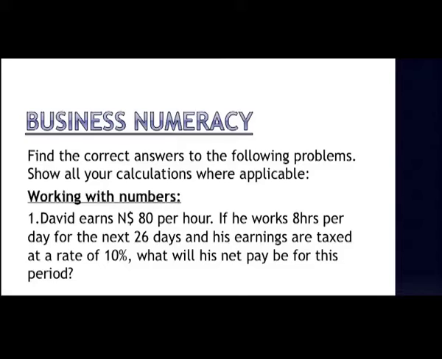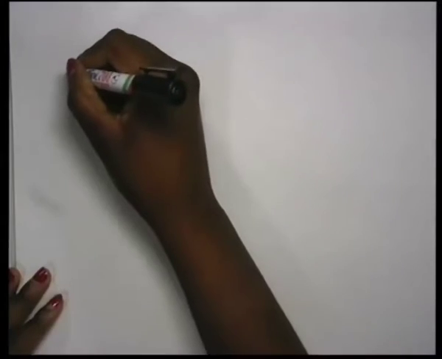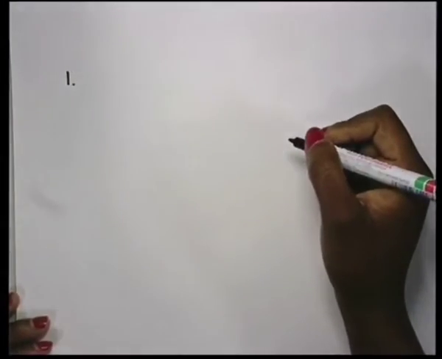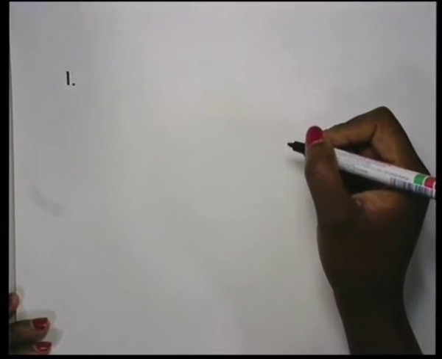David earns $80 per hour. If he works 8 hours per day for the next 26 days and his earnings are taxed at a rate of 10%, what will his net pay be for this period? It's always important when you're solving a question that you write down all of your details.